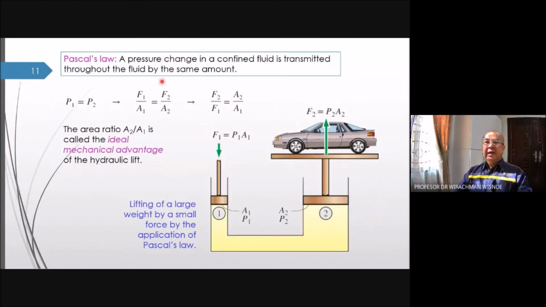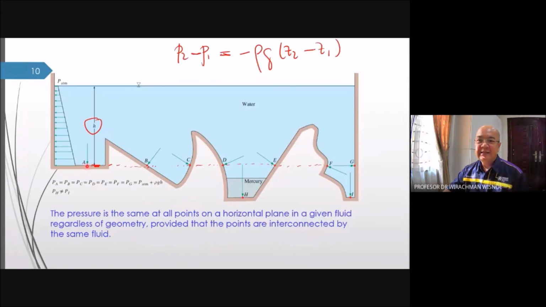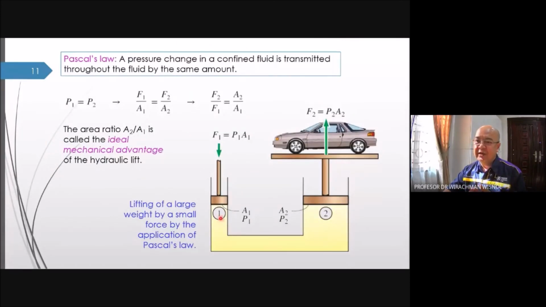Pascal's law: a pressure change in a confined fluid is transmitted throughout the fluid by the same amount. If you have a pressure here, for example a certain value, that same value will be transferred here as long as the level is the same and the fluid is connected. As we have seen previously, as long as the level is the same and the fluid is connected, the value of the pressure is the same. Pressure the same, but force depends on the area.